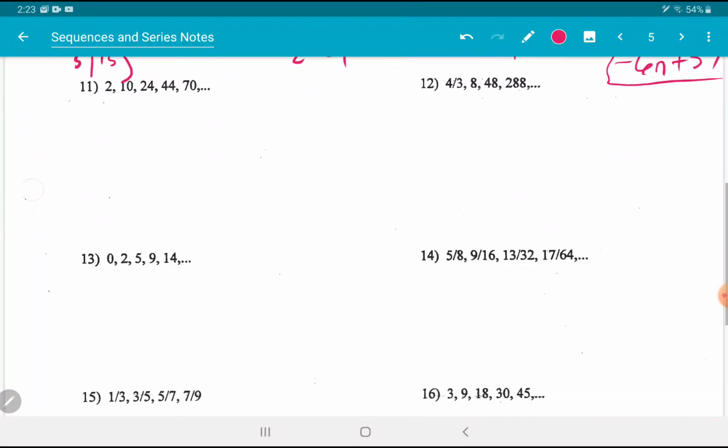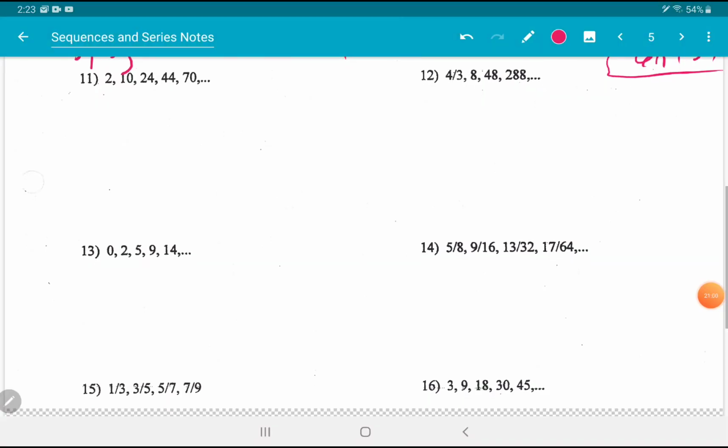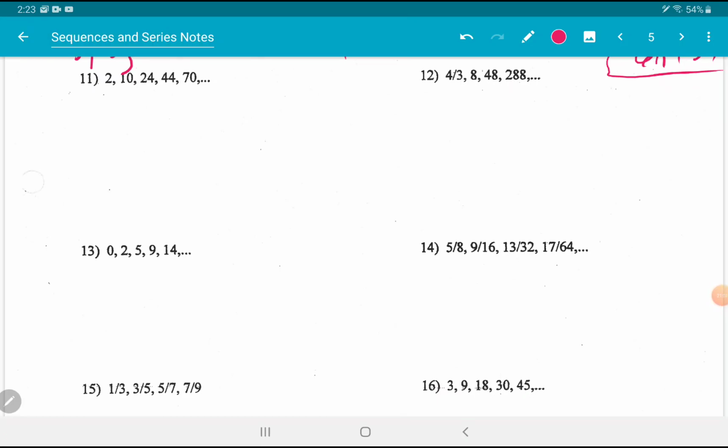Number 11. Let's see where we are on time. 20 minutes. All right. Number 11. 2, 10, 24, 44, and 70. Let's see what's going on here. 1, 2, 3, 4, 5 terms. And we got 2, 10, 24, 44, and 70. Remember, I'm going pretty fast because this is a recording, but feel free to pause, rewind if you need to, so that way you can copy it and make sense of what we're doing here. Okay. All right. What have we got here?